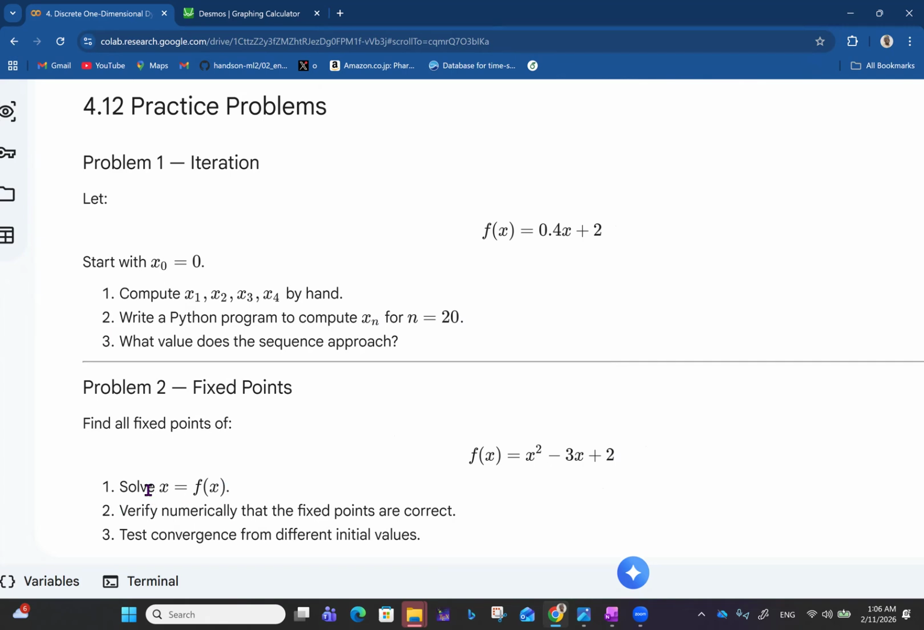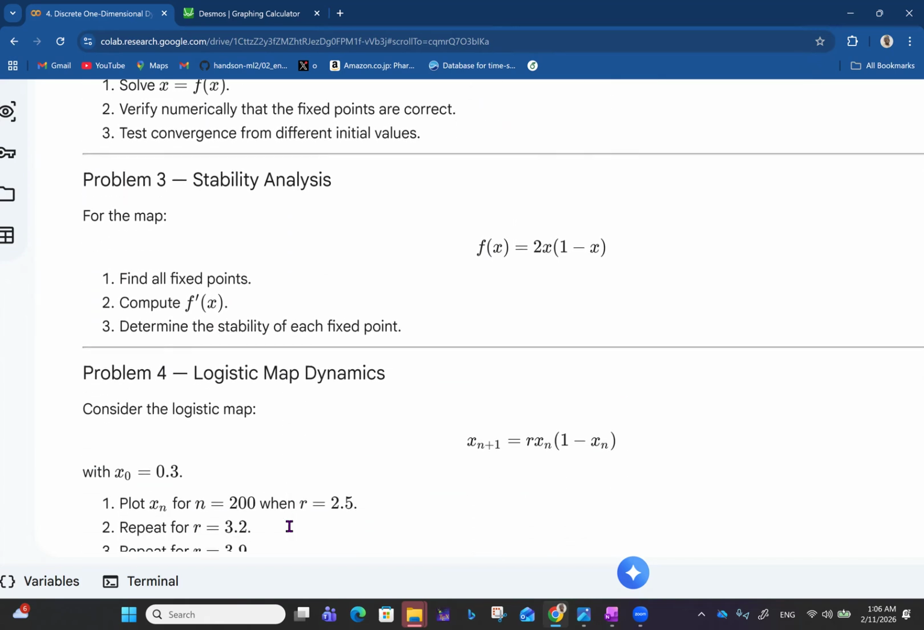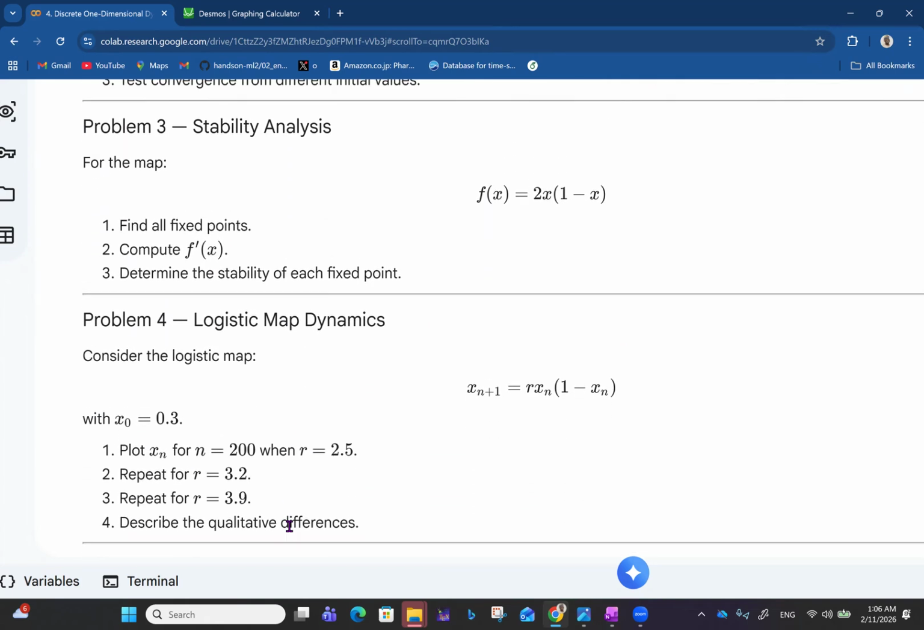So doing this is more like solving for, and that's the idea of fixed points: you say x is equal to all that, and then you solve, and you're good to go. Then verify numerically that the fixed points are correct. Then test convergence from different initial values. Okay. Then 3 and 4 now, we have stability analysis. For the map f of x equals 2x times 1 minus x, find all fixed points.